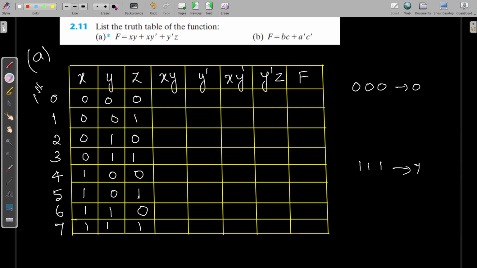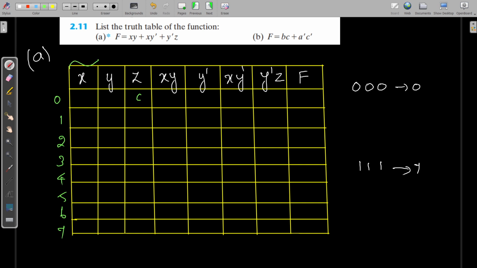The other way is, for these three inputs X, Y, Z, we need three columns. In Z, the last variable, we can put 0, 1, 0, 1, 0, 1, 0, 1 alternately. Then for Y, you have to write two zeros followed by two ones, two zeros followed by two ones. For X, four zeros followed by four ones. This is very simple to write the input combinations.